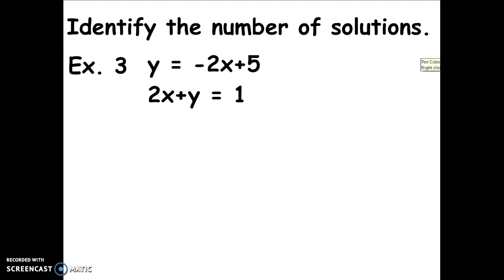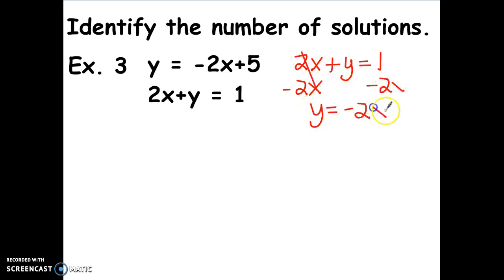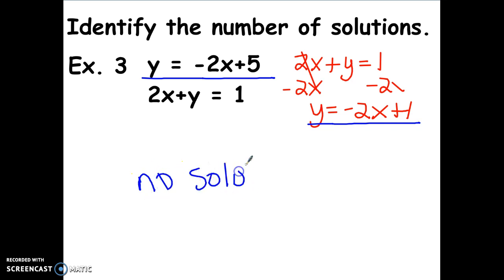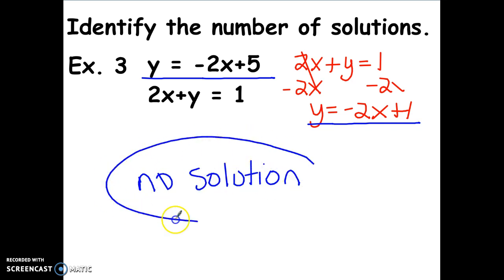All right, so we need to solve this second equation. 2x plus y equals 1. Subtract 2x on both sides. y equals -2x plus 1. We're left with y equals -2x plus 5 and y equals -2x plus 1. From my observation, I see same slope, different y-intercept, so that tells me no solution. Hopefully everyone got that answer. If not, you got one more shot.